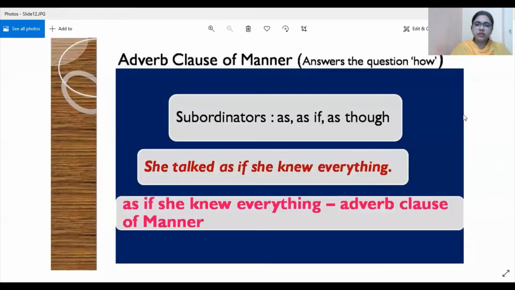First one is adverb clause of manner. It answers the question how. The subordinators or the subordinating conjunctions used here are as if, as though. Look at the example. She talked as if she knew everything. So how did she talk? If you ask the question, how did she talk? You'll get the answer: as if she knew everything. So as if she knew everything becomes our adverb clause of manner.